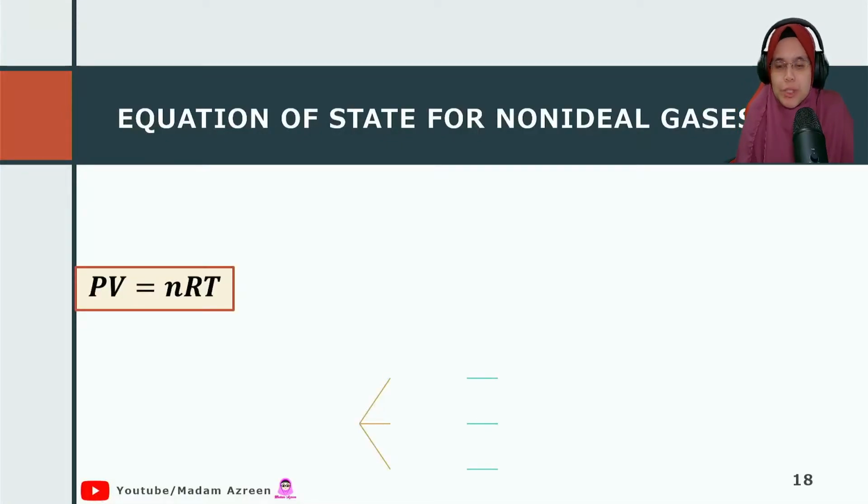Welcome back to part 2. Okay, you already learned what PV equals nRT is. It is for an ideal gas.